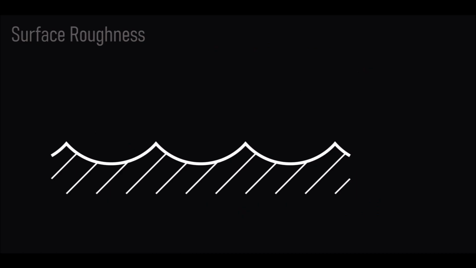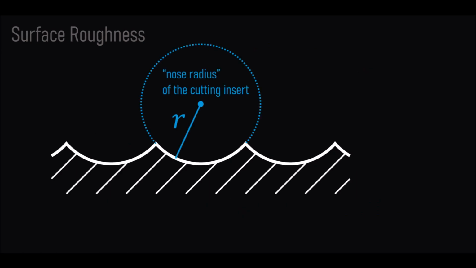So, here is our machined surface. Here is the radius, R, of the cutting insert. And then here's the feed rate, F. Please take a few seconds to realize why the feed rate, according to its definition, is that particular distance, from peak to peak.